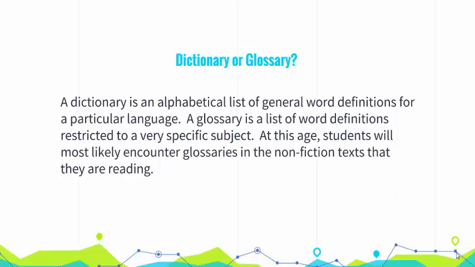For example, a book about plants may have an alphabetical list of words such as flower, pollen, root, and stem, all words that relate to plants. The glossary is not a separate book as a dictionary is, but is found in the last pages of a book.